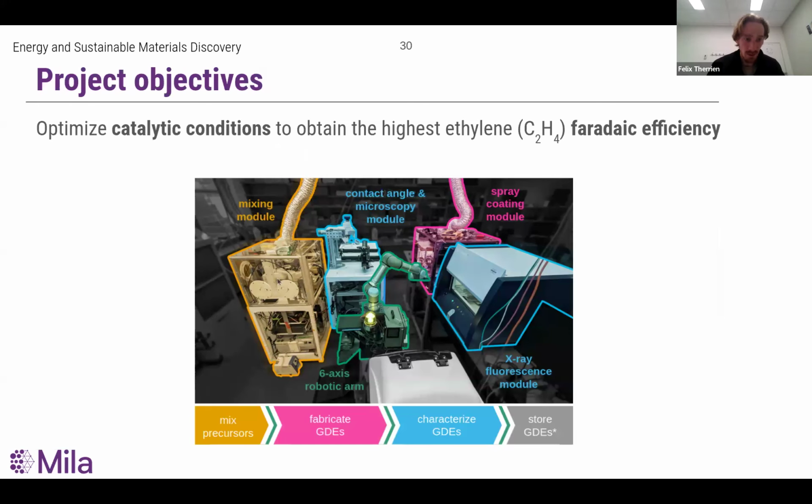And so in this project, there is an automated laboratory that's at the University of British Columbia. And our goal is to drive this automated lab to optimize all the parameters to get the highest ethylene Faraday efficiency, which is sort of the ratio between how much energy or how many electrons you put in and how many molecules of ethylene you get out.